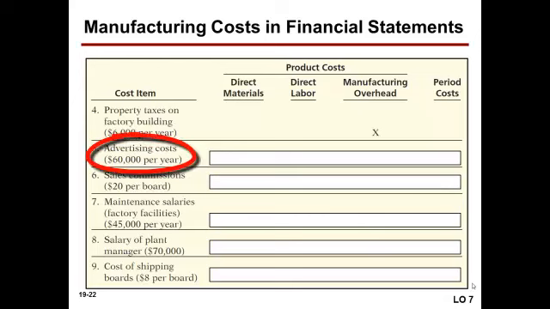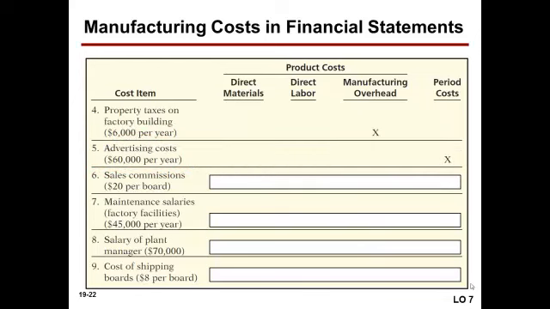Advertising costs, $60,000 per year. Now, are we making a product by advertising it? No. That's outside the factory. That'd be classified as a period cost. They'll be expensed as incurred. Not part of the product cost, not inventoried. Sales commissions, $20 per board. Again, is that part of the necessary cost to make it? No. That's a period cost, expensed as incurred.